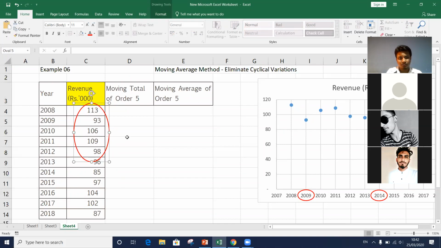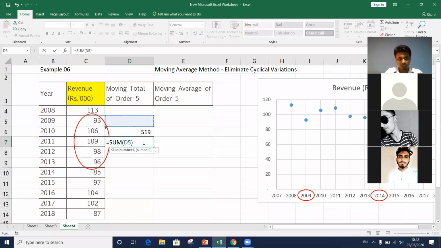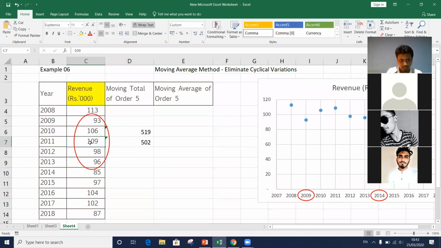The group consists of 5 elements. What is the total? 113 plus 93 plus 106, 109 plus 98. The total is 590. Right. Then do you remember how we took the next value? We left out the first one and took the next one into our group. Now this is our new group. So we need to consider the total, the sum of these 5 values. 502. We write the total in front of the middle value. Where there are five, the middle value is 109. I wrote the total of the first group right in front of it.